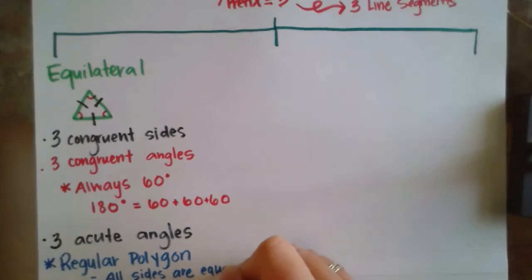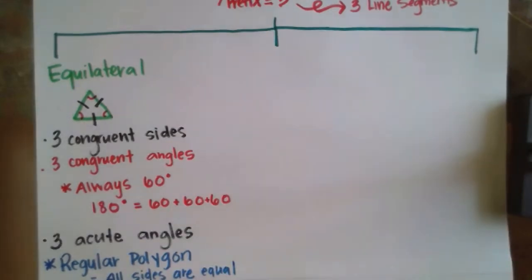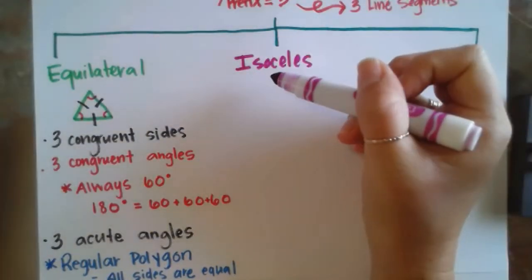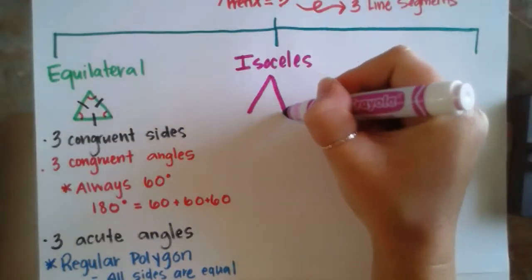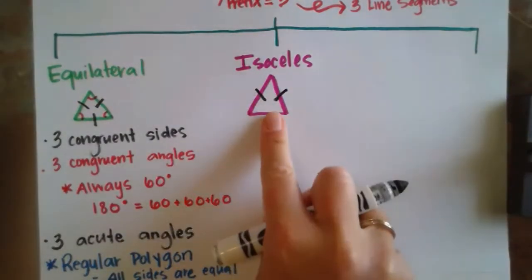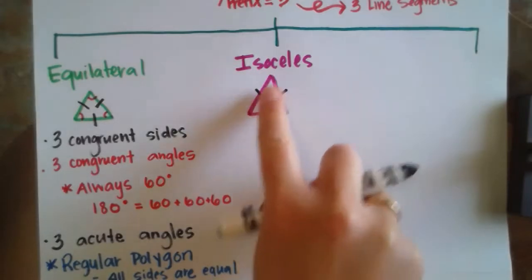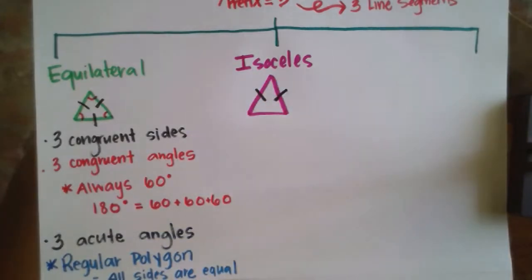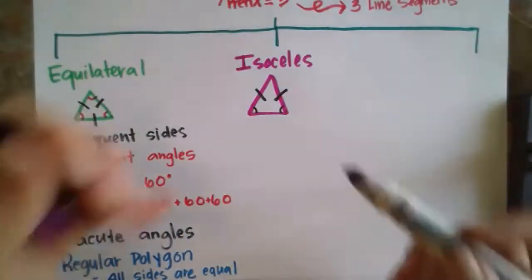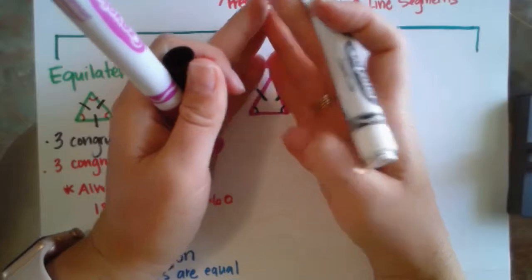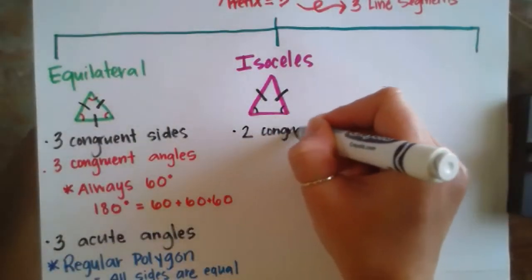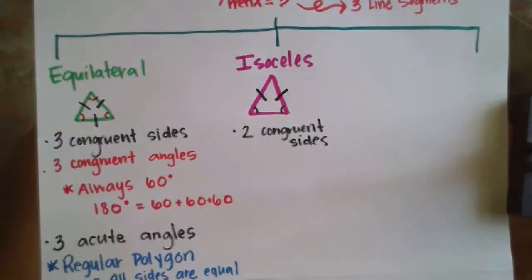The second triangle today is the isosceles triangle. I remember isosceles by the eyes, 2 eyes, meaning 2 congruent sides, and 1 side that is not the same. I've labeled that here with my 2 hash marks and my 2 angle marks. I have 2 line segments that intersect. They are equal, which creates 2 equal angles as well. So we're going to label 2 congruent sides and 2 congruent angles.